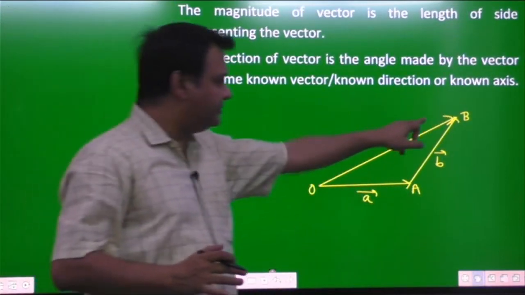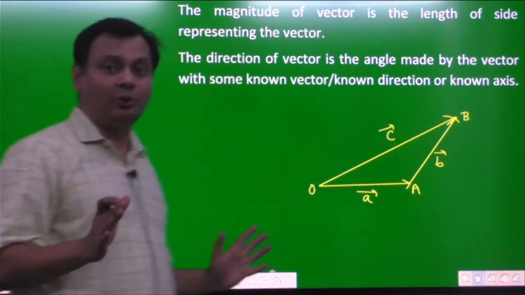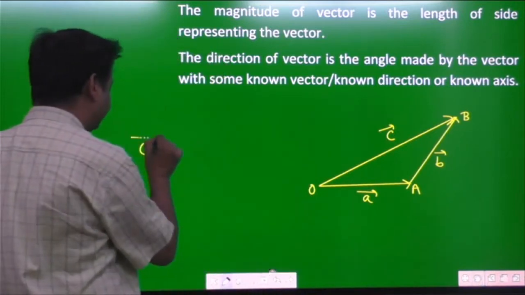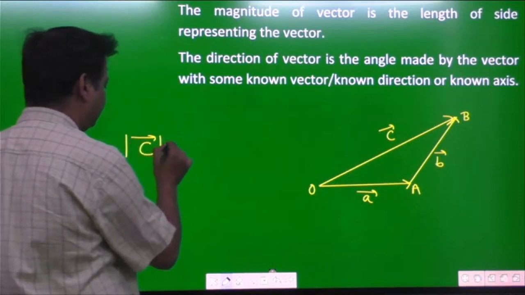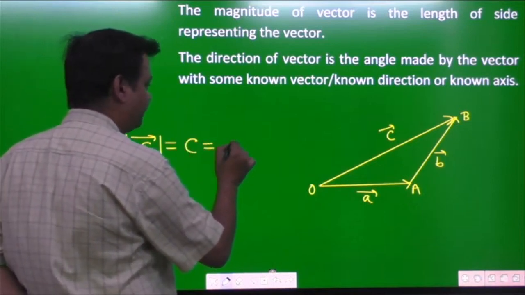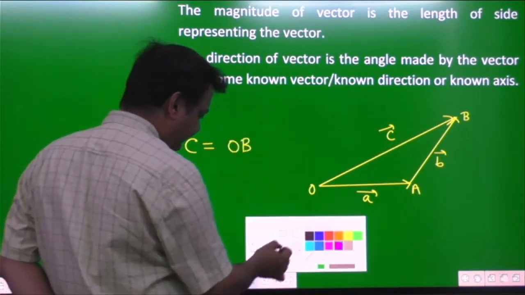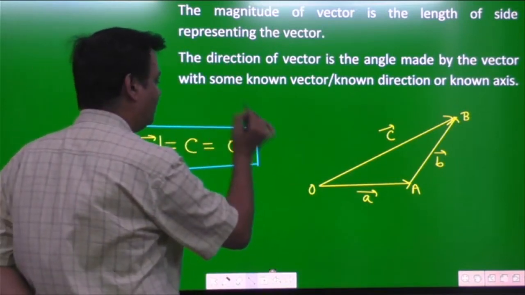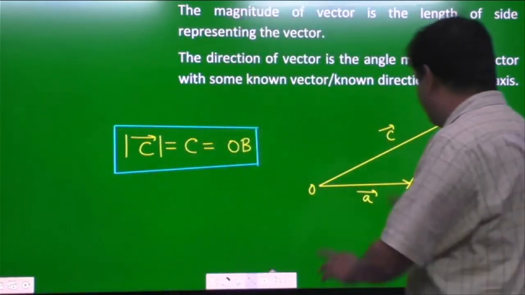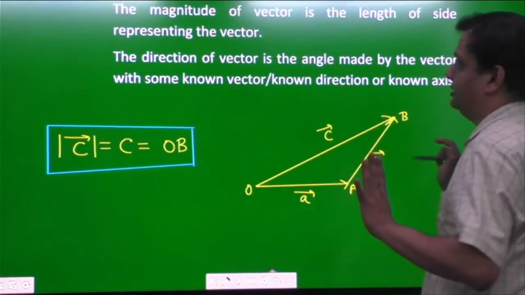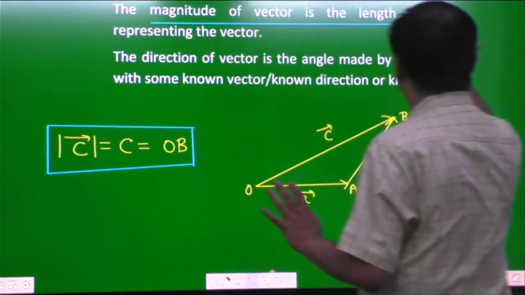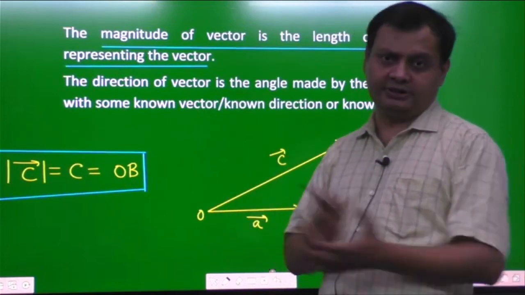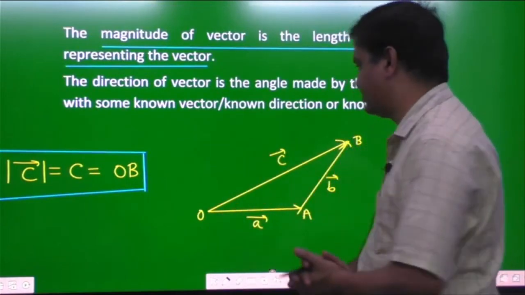So see, the side OB is representing the vector C, correct? The side OB is representing what? Vector C. So when you write the magnitude of vector C, we can write like this. If you remember in lecture 1, modulus of vector C or simply C. So it will be the side OB, correct? So geometrically, if you have to find the magnitude of vector C, simply find the length OB, correct? So the magnitude of a vector is the length of the side representing the vector. And how we will find the length of the side? By applying the basic geometry, by applying the basic theorems, the basic properties of geometry, okay?